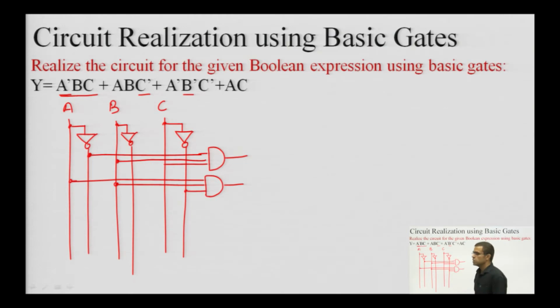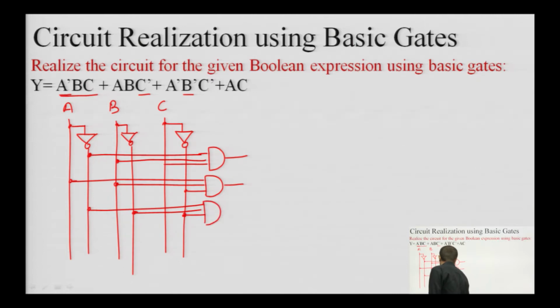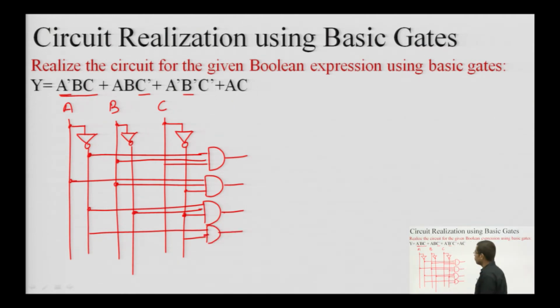Similarly, the third product is A bar, B bar and C bar. So, this is A bar, B bar and C bar. Again, they have to be multiplied with the help of an AND gate. Similarly, the last product is A, and this is C. Again, an AND gate. So, all 4 products are ready. Now, all these 4 products are to be added together with the help of an OR gate.